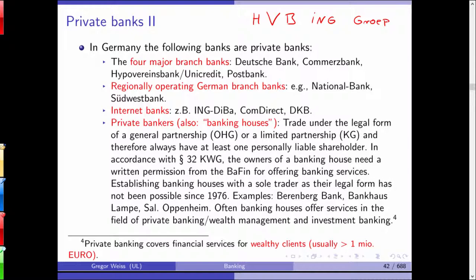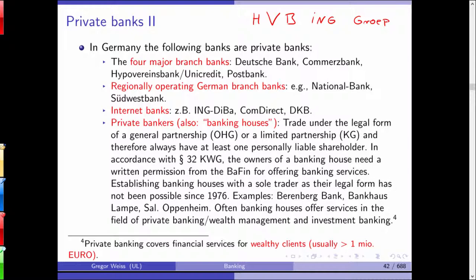This is a special situation. Nowadays, no new bank can be incorporated as a general or a limited partnership. BaFin has suspended this, or not BaFin, but the German Banking Act. But because most private banks date back to the 14th, 15th, 16th century, Rothschild, Sal Oppenheim, those are the famous banking houses that used to finance dukes and kings in Germany. These are still allowed to operate under these legal forms, but if they ever go bankrupt, if they cease to exist, no new bank under the legal form of a general or limited partnership is allowed to be incorporated. Some famous examples: Berenberg Bank, Bankhaus Lampe, Sal Oppenheim, Rothschild, etc.